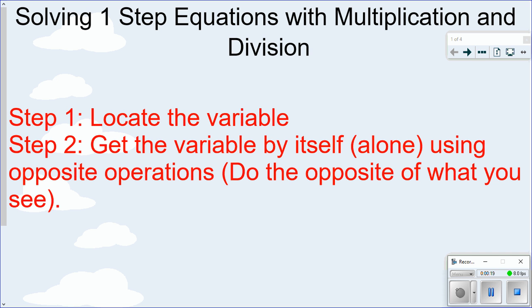So step one is to locate the variable. Sometimes the variable's on the left side, sometimes it's on the right side. You should be focused on whichever side of the equal sign the variable is on.